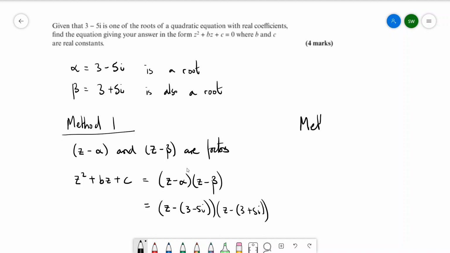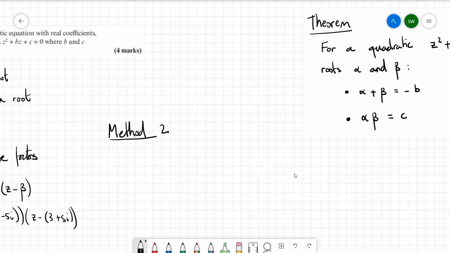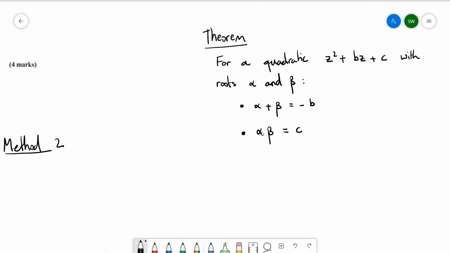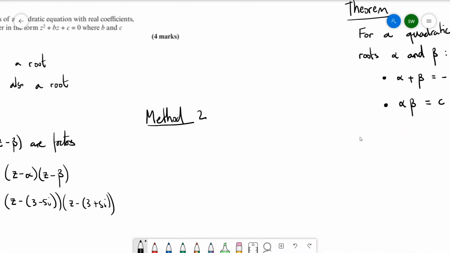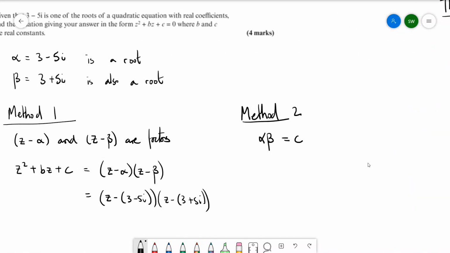Method 2 would be to use the fact that we learnt at the end of the last video, and that fact is that if you times together the two factors, the two roots, you get the constant in the quadratic. So in this case, we know that alpha beta is equal to c, and we could just times alpha and beta together to find out what c is. And once you've expanded that, you'll get the value of c.